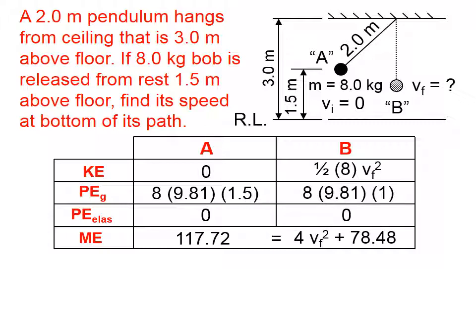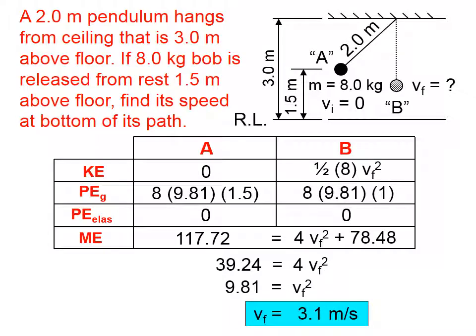So now we just need to solve for Vf. Let's subtract 78.48 from both sides. Let's divide both sides by 4, and let's take the square root.